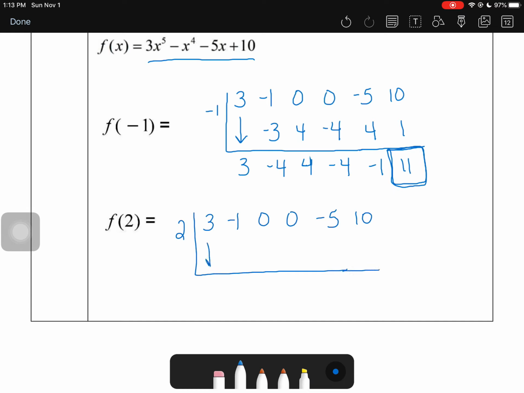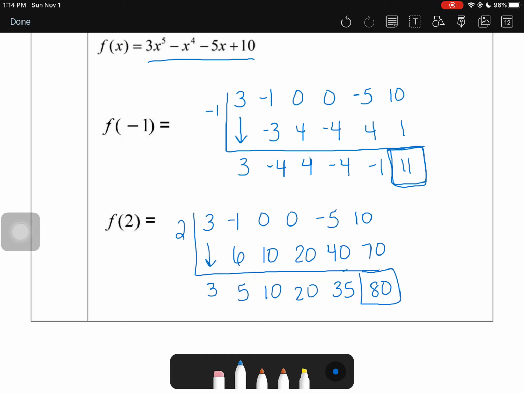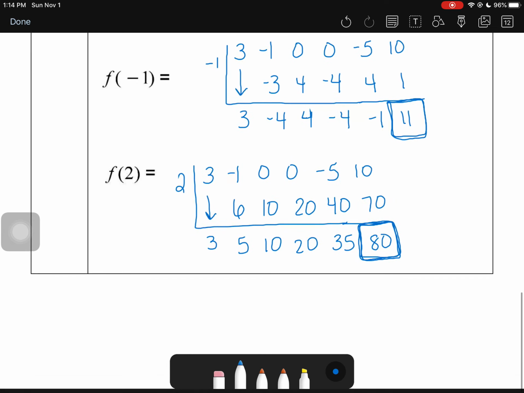So we'll bring down our 3, multiply, add the two together, and repeat this multiply and add until we reach the end. Our final answer of substituting in a 2 into our polynomial would be 80, and we would get the exact same answer if we were to use our calculator to plug it in. This is synthetic substitution.